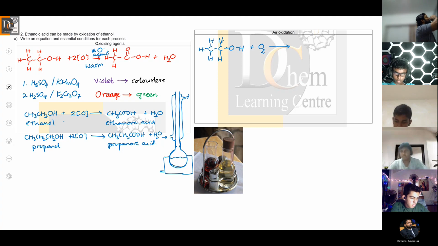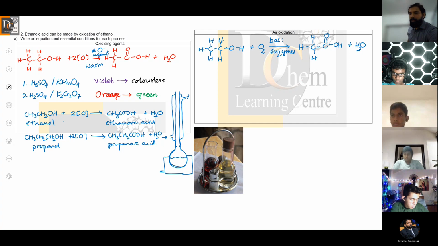Right? But now the oxidizing agent is oxygen. And you get water. And the catalyst is bacterial enzymes. Again, room temperature. Normally bacteria work at room temperature. Okay. This is called air oxidation. So for example, this is what we do in traditional vinegar production. We take glucose. This is not a balanced equation, but just a representation of the scheme of the reaction. Have a look at the board.